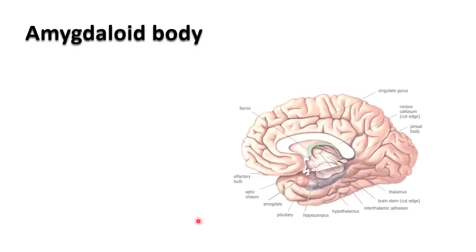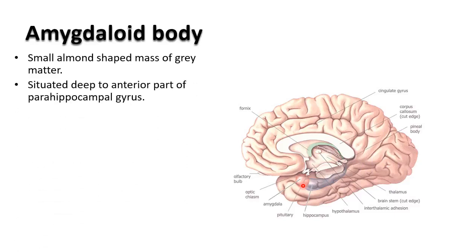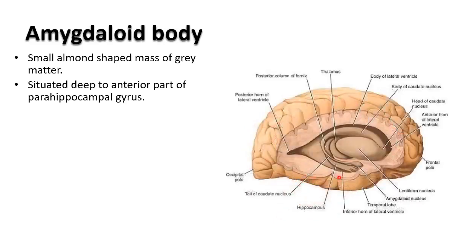So where is it actually situated? In the temporal lobe, near the temporal pole, a small almond shaped mass of gray matter. Deep to the parahippocampal gyrus, you are able to see the amygdaloid body or amygdaloid nucleus. This amygdaloid body, which we have seen at the roof of the inferior horn, is attached to the anterior end of the tail of the caudate nucleus.